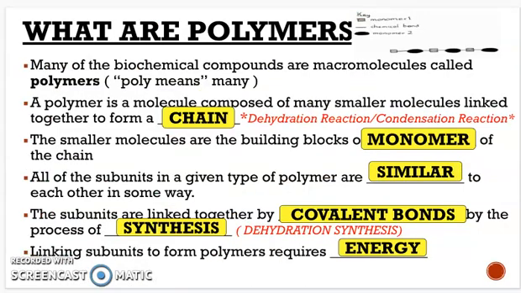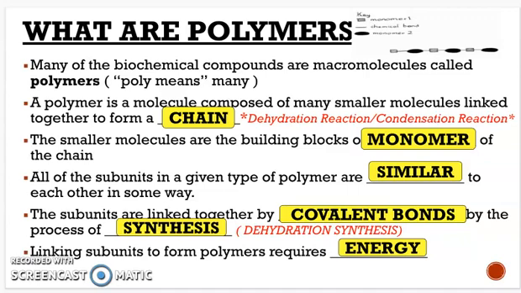So let's start from the beginning. What is a polymer? So a polymer, poly means many, so it's going to be many pieces that make up the macromolecule. A polymer, when it's composed of these smaller pieces, they are bound together or linked together and form a chain. Now, how do they form a chain? It's called dehydration or condensation.